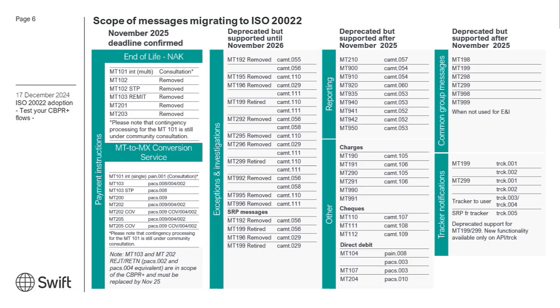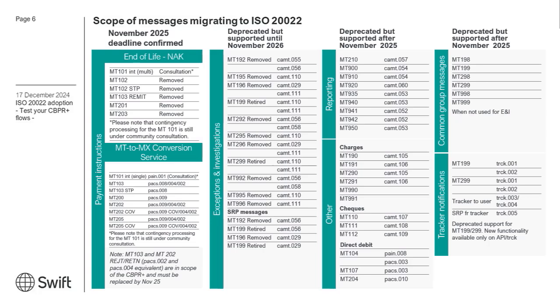Now moving to the next column, the exceptions and investigations related messages. They will be deprecated but supported until November 2026. And these are your MT 1 and 299s, 96, 95s that you're currently using for exceptions and investigations, and also stop and recall pair messages. So this column has a gradual rollout of the new ENI messages, but the deadline is set for November 2026.